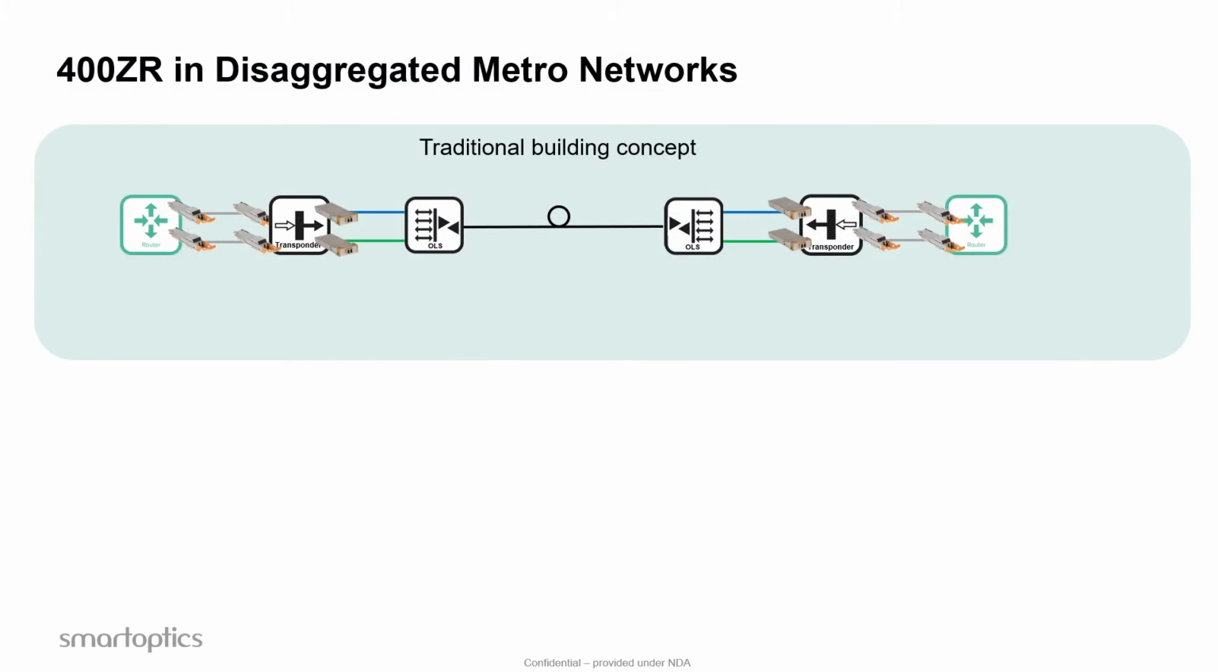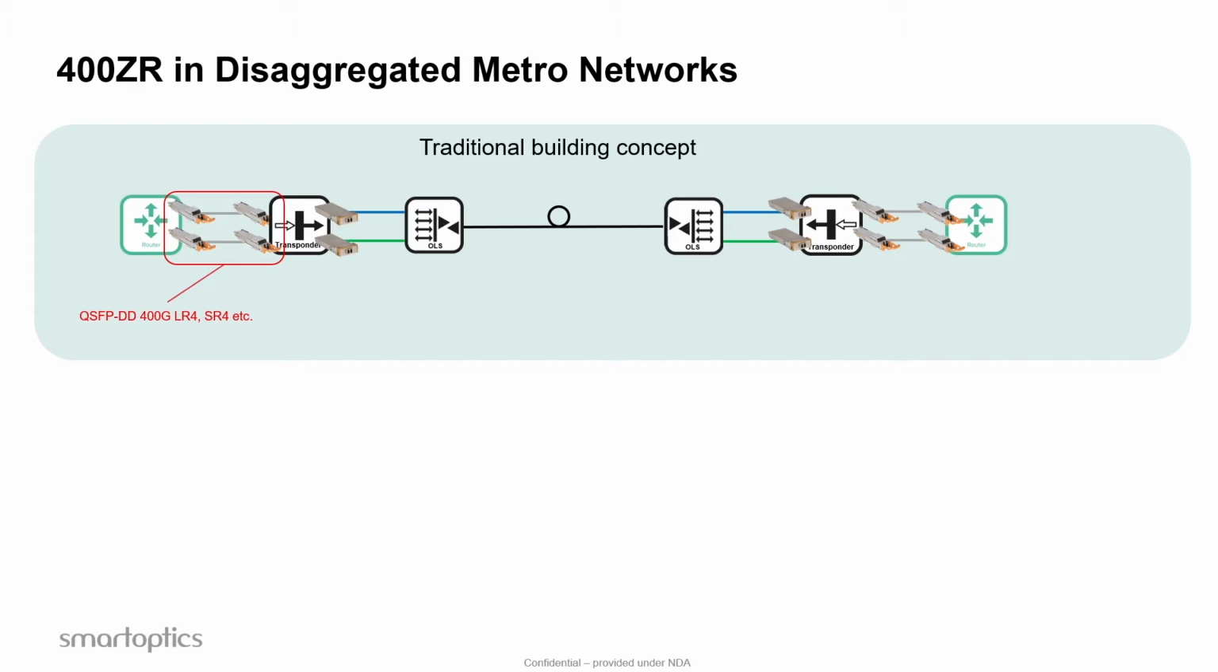If we look at this topic, the 400ZR in disaggregated macro networks, what I'm going to go through here is some of our philosophy and ideas behind this. The traditional building concept of having a 400 gig client optics in your router going into a transponder that converted into a DWDM signal that goes over a line system, is this a relevant building concept and approach for 400 gig? Well, it is, depending on what kind of standard you're choosing.